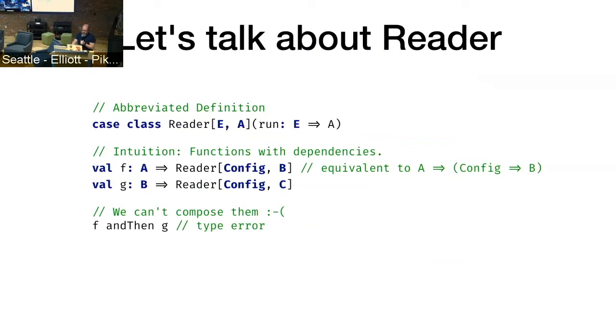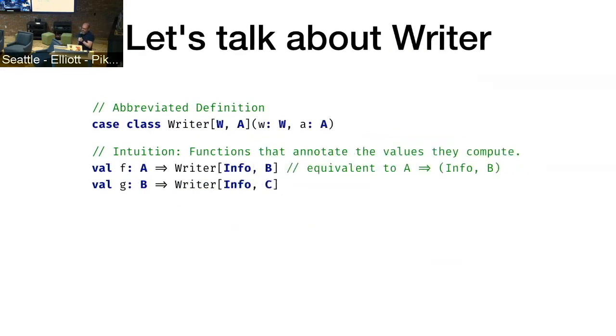So if there's Reader, there must be Writer. Let's talk about Writer. Writer is an interesting class. It's kind of strange. It's a pair of some type W and an A. And the idea is it's a computation that computes an A along with some information about what happened while it was computing the A.